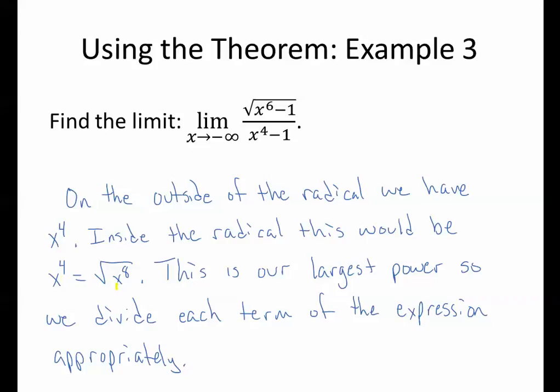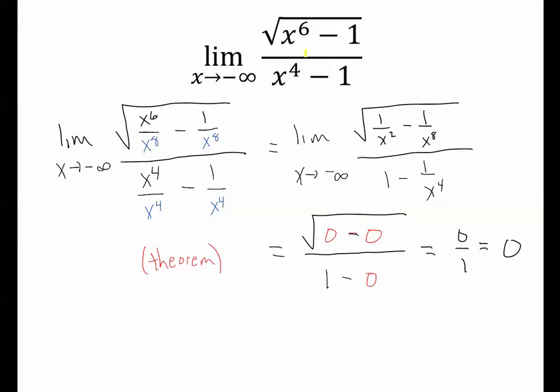Just a side algebraic note, the absolute values are not necessary here because x to the fourth power will return a positive value. Excuse me, non-negative, it could be 0. This is our largest power, x to the fourth outside the radical, x to the eighth inside the radical. So we're going to divide each term of this expression appropriately. Inside the radical, we're going to divide by x to the eighth. Outside the radical, we're going to divide by x to the fourth. Notice once again, I write the limit until I actually use the limit and send x to negative infinity.